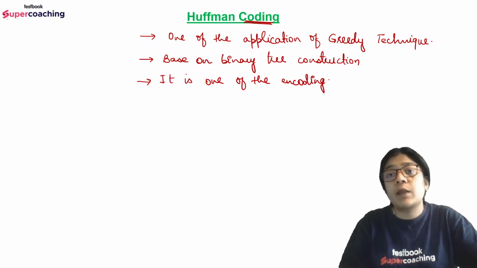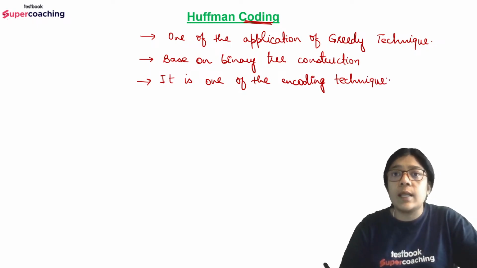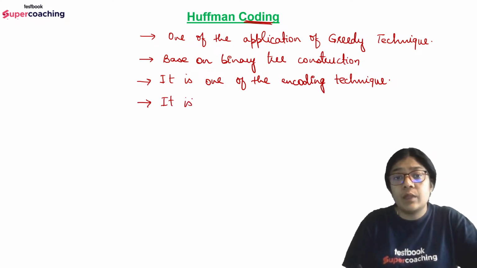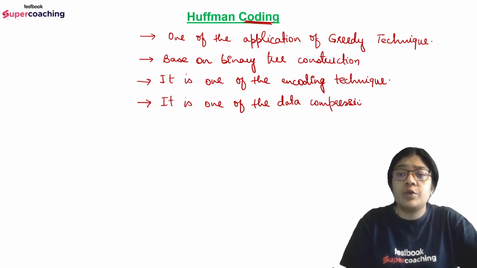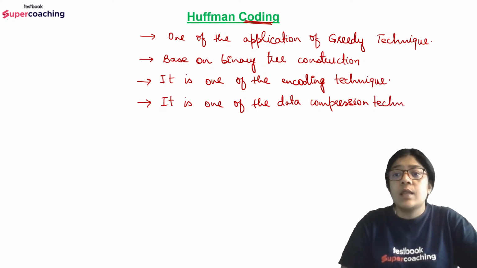Then why Huffman coding? Because Huffman coding is also going to reduce the code length. That means it is going to compress the data. So it is one of the data compression techniques. That means it will produce the minimum number of bits that can be transferred in order to send some message. Now there are multiple methods to send a code.